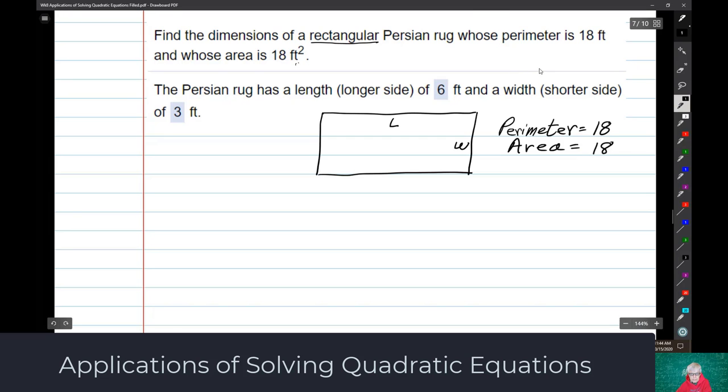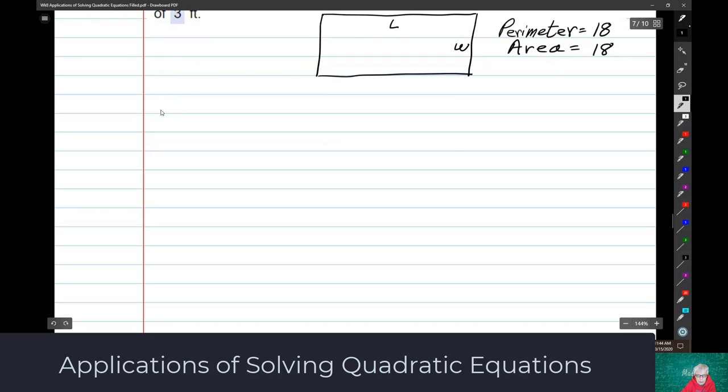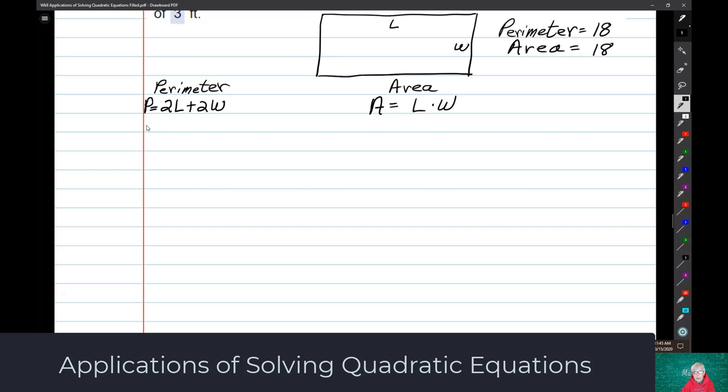Let's see if we get their answers. So the perimeter 2L plus 2W equals 18. And the area, I should have said P. So let me do this the right way without skipping any steps. P equals, this is the formula for perimeter. And this is the formula for area of a rectangle. And they're both 18. That just is so weird.